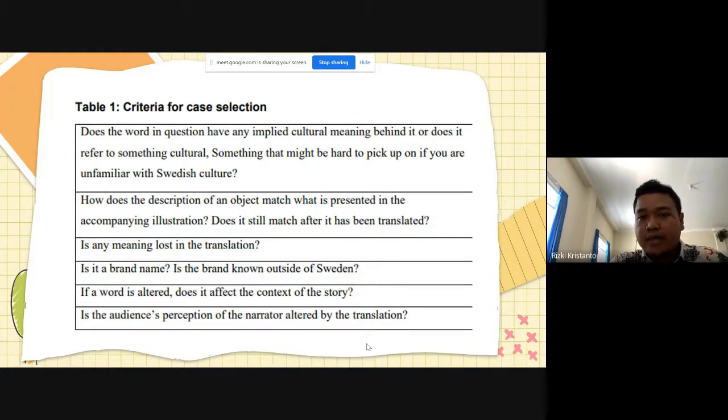And the next one is: is any meaning lost in the translation? So yeah, there are some questions going on here, and basically this is the problem. This is the case that has been selected by the researcher. So we can also apply this kind of question when we are going to translate, especially using indirect translation.